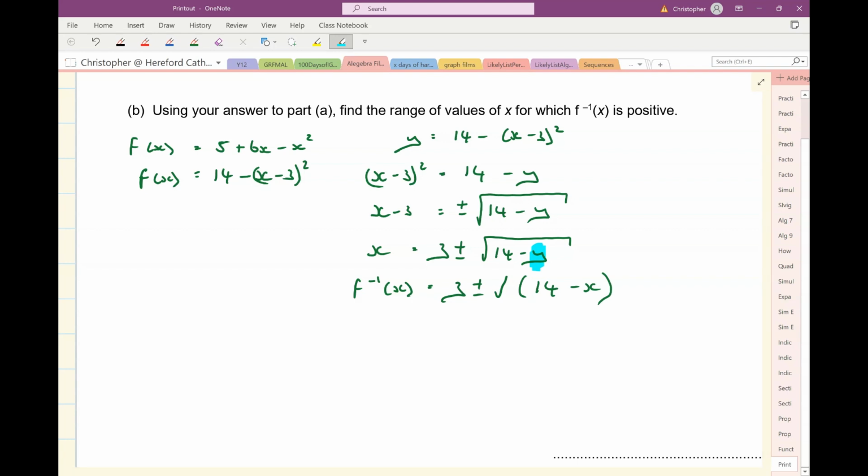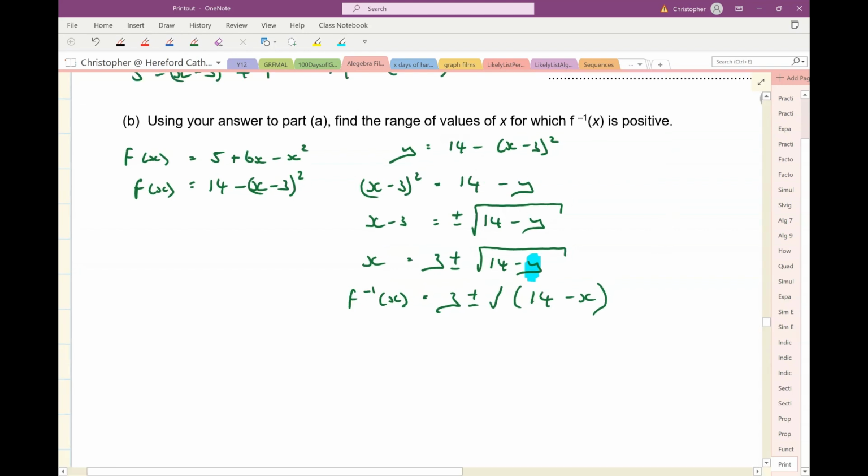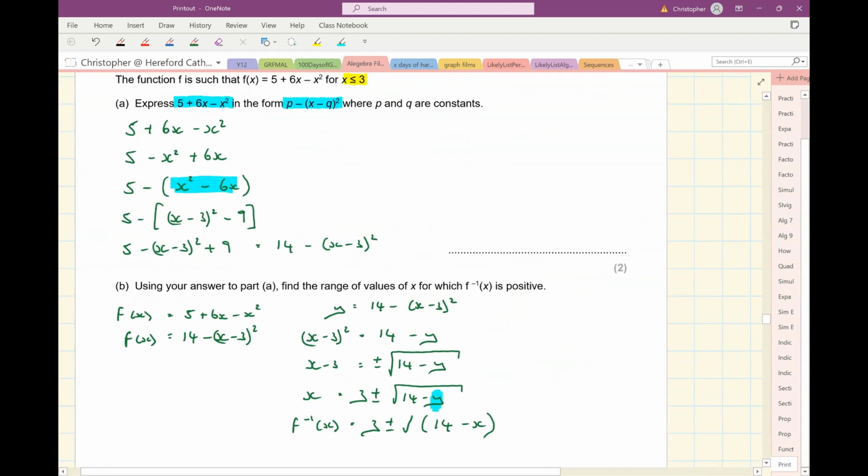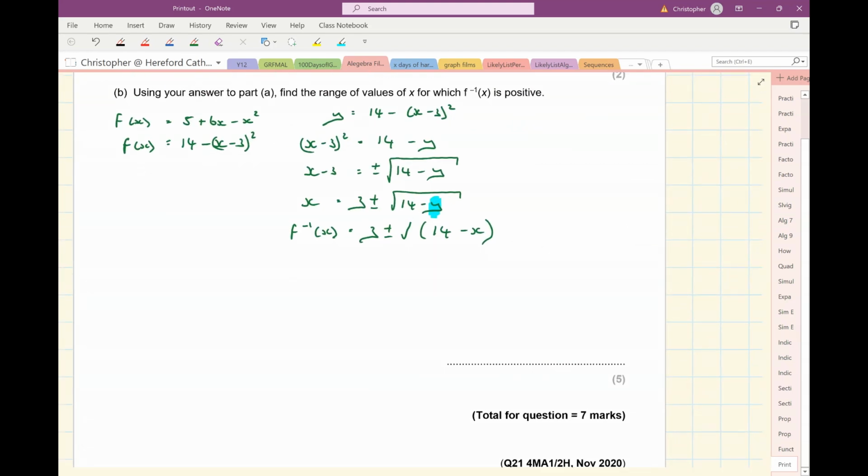Now, be careful, because up at the top, it tells us that x must be less than or equal to 3. Well, in that case, we can't have 3 plus anything, so it must be 3 minus the square root of 14 minus x. So that is the inverse function there. Now, what was the question? Using part A, find the range of values for which the inverse function is positive.